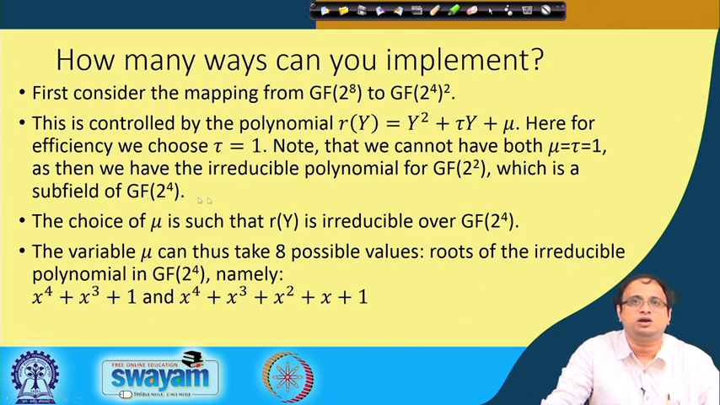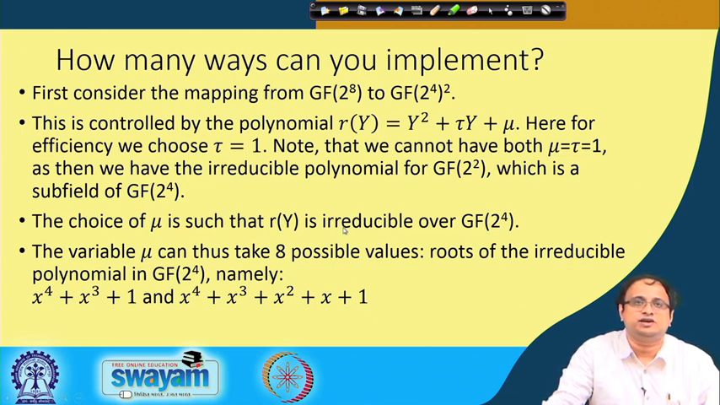But what we want is that the choice of mu should be such that R(y), that is y squared plus tau y plus mu, with tau equal to 1, that is y squared plus y plus mu, is irreducible over GF(2^4). And if you want to make y squared plus y plus mu irreducible over GF(2^4), then mu needs to satisfy, or mu is essentially a root of, an irreducible polynomial in GF(2^4).